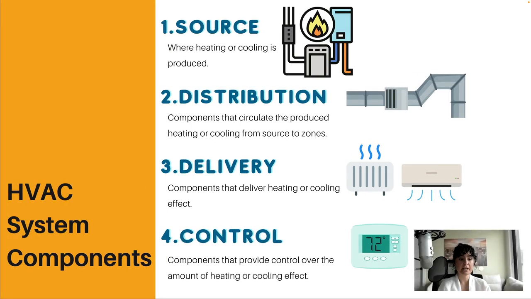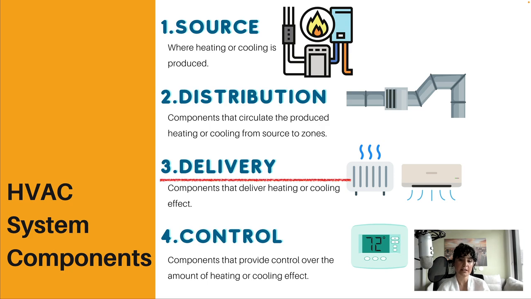Now let's talk about HVAC system components. In any typical HVAC system, you have four different components. One is source, where heating and cooling is produced. Two is distribution system, components that circulate the produced heating or cooling from source to zones.